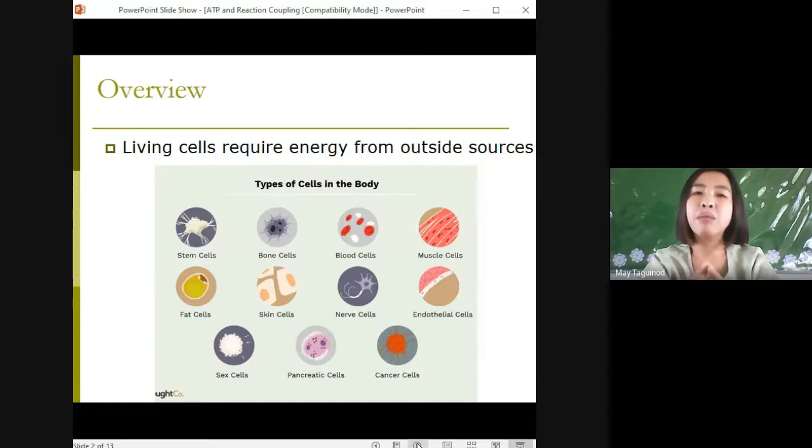As an overview for our topic, living cells require energy from outside sources. Some animals obtain energy by eating plants, and some animals feed on other organisms that eat plants. Energy flows into an ecosystem as sunlight and leaves as heat. Photosynthesis generates oxygen and organic molecules, which are used in cellular respiration. Basically, cells use chemical energy stored in organic molecules to regenerate ATP, which powers work.